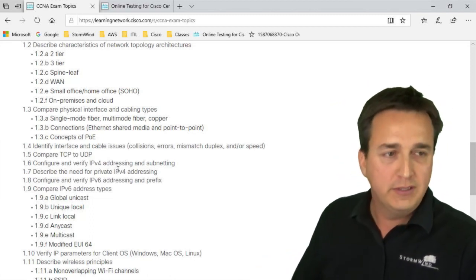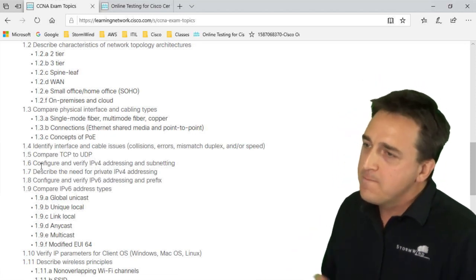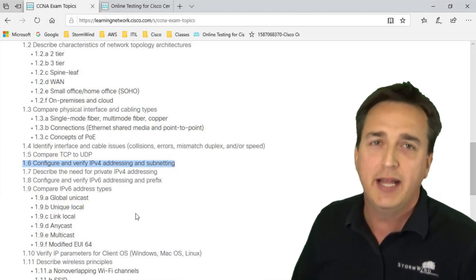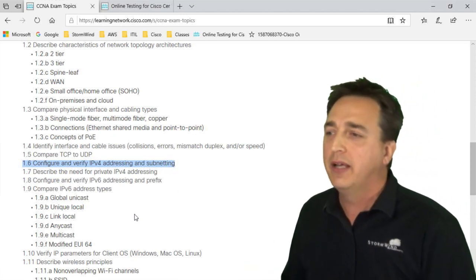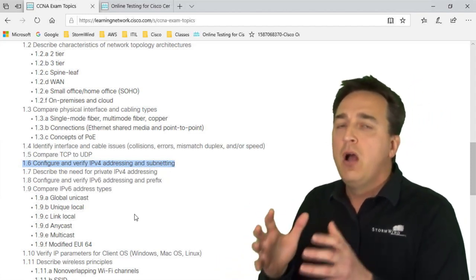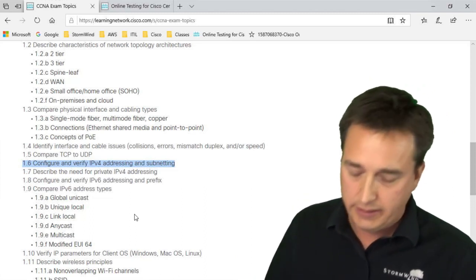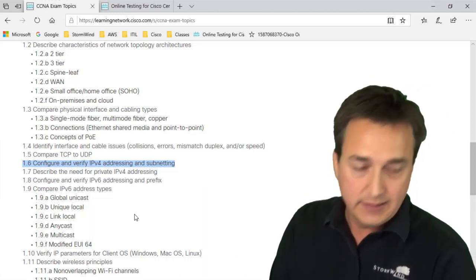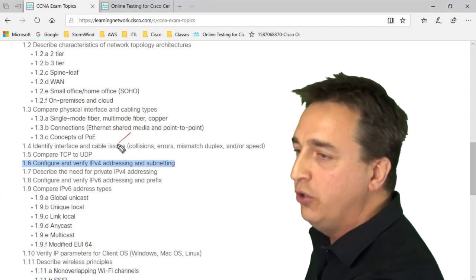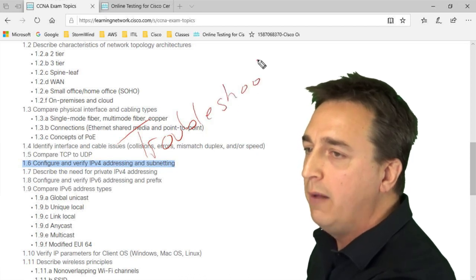Scrolling down a little bit more through these exam objectives, we are going to reach the exam objective that appears pretty much on every Cisco exam, and that's the IPv4 topic. And the IPv4 topic is always very, very vague in the exam objectives. Configure and verify IPv4 addressing and subnetting. I want to take this a step further, and I want to include in this one here also troubleshooting. So if you're taking notes, make sure you put troubleshooting in here as well.